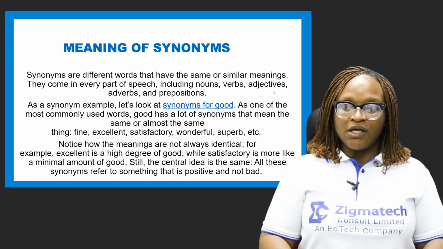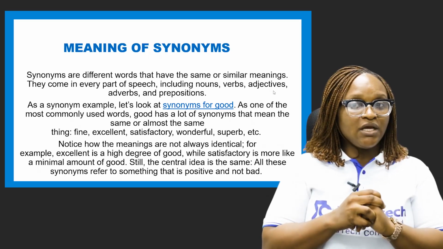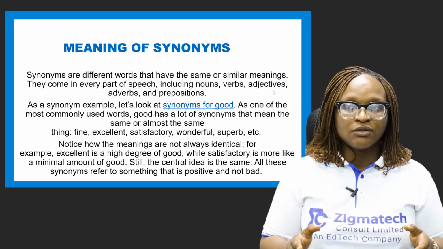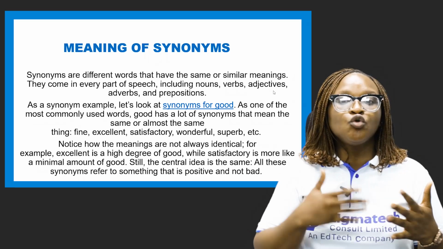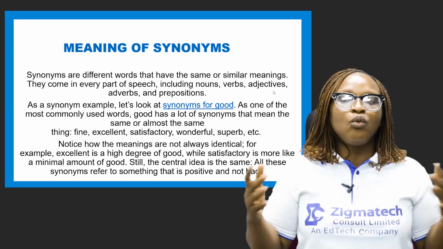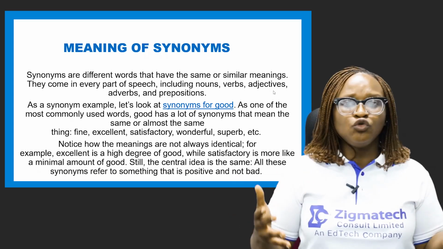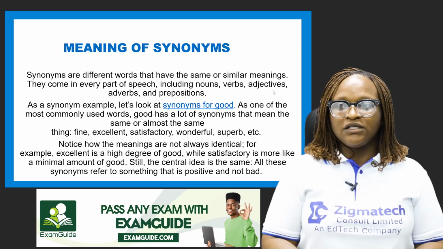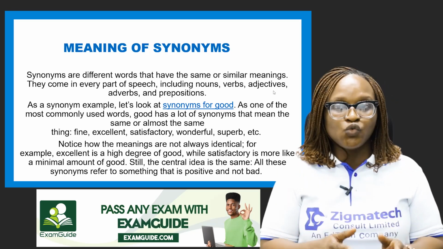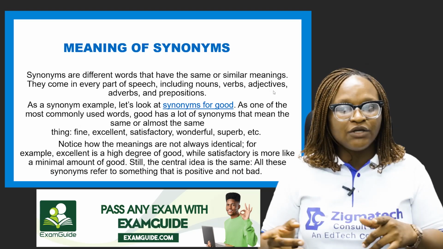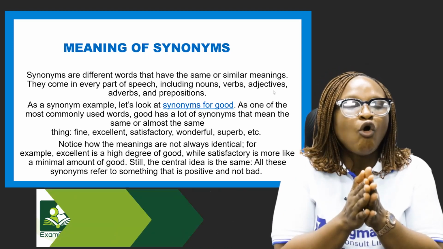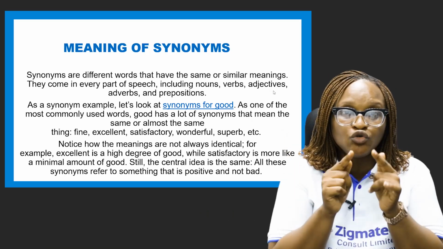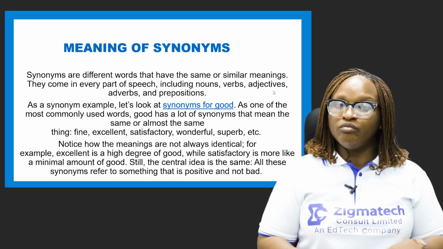So synonyms basically are words that are similar in meaning. As an example, let's look at synonyms for good. Let's look at those words that can also mean good. That's exactly what we are saying. What are those words, when I don't want to say good, that I want to use instead, in varying degrees? As one of the most commonly used words, good has a lot of synonyms that mean the same or almost the same thing. It is important for us to know that these words that mean good, when used contextually, will be different.